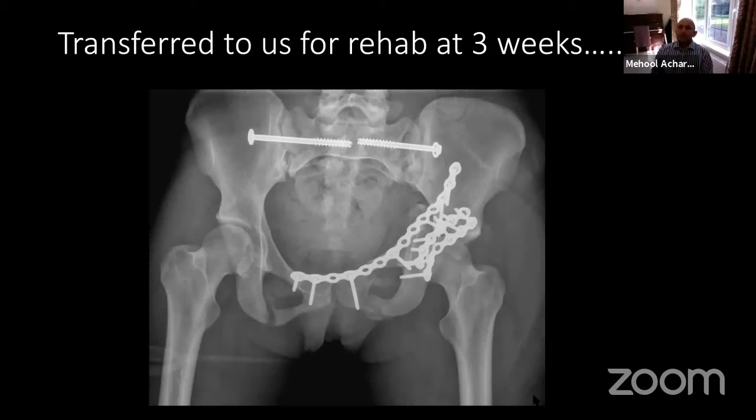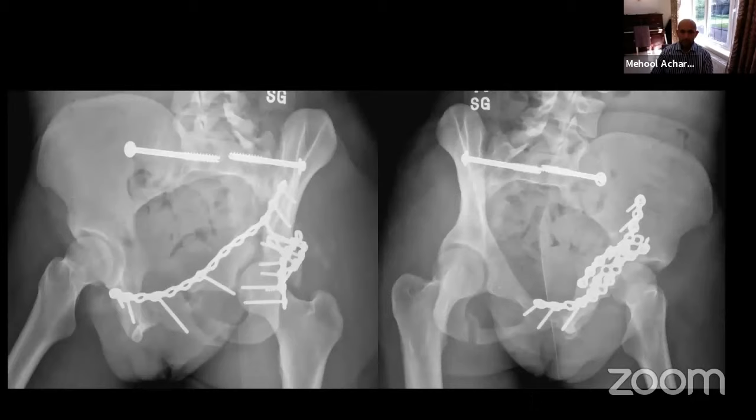So she comes to us at 3 weeks for rehabilitation. She's been fixed in that unit, okay? And this is how she's been fixed. So she's had fixation of the right posterior pelvic ring, the left posterior pelvic ring, and she's had a sequential staged approach. So initially they went in anterior and put an anterior plate, and then they went in posteriorly and put in two posterior plates as well. These are her Judet views. And so you can appreciate that the hip joint is not reduced. There's marked displacement of the acetabulum and also subluxation of the femoral head.